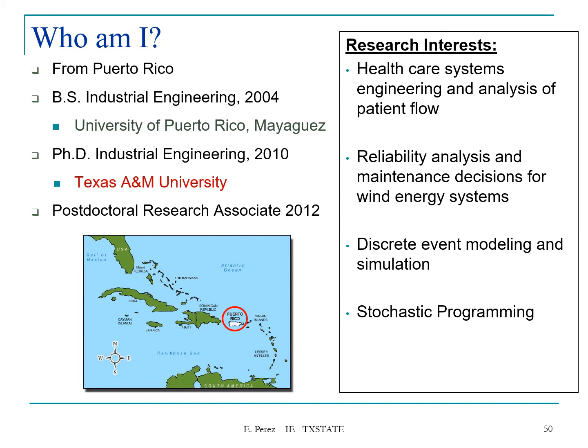As I mentioned at the beginning, we faculty members in the industrial engineering program have a research component. In addition to teaching, we do research, and I have a research lab. You can find more information about my research lab on the School of Engineering webpage. There I have graduate and undergraduate students working for me, and we do research projects in healthcare systems engineering and analysis of patient flow.